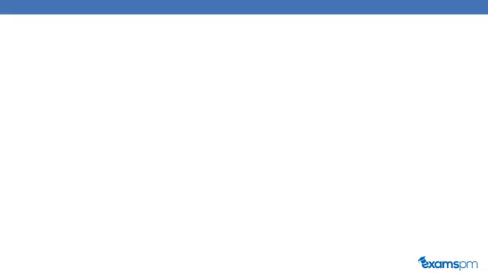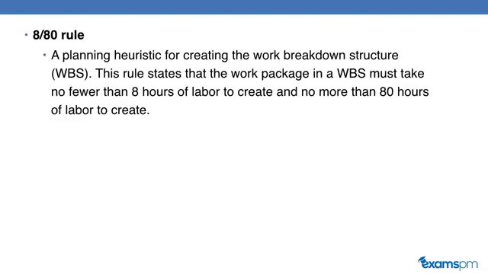So now let's jump right into our definitions that you need to know. These terminologies are sorted by alphabetical order. The first one is the 8/80 rule. This is a planning heuristic for creating the work breakdown structure. This rule states that the work package in the work breakdown structure must take no fewer than 8 hours of labor to create and no more than 80 hours of labor to create. So it's between 8 to 80 hours long.